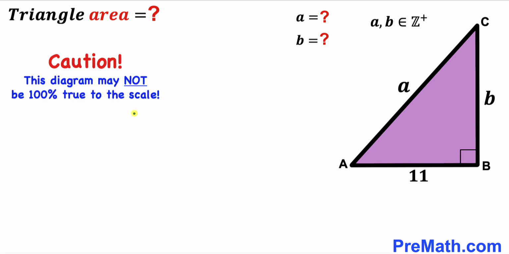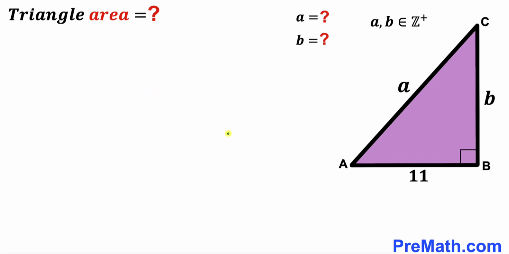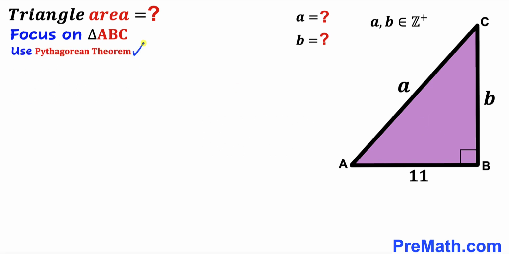Please keep in mind that this figure may not be 100% true to scale. Let's go ahead and get started. Here's our very first step. We can see that only side AB of this right triangle has been given to us as 11 units. Now we are going to find the value of lowercase a and lowercase b. So let's focus on this right triangle ABC, and we are going to use the Pythagorean theorem on this triangle.